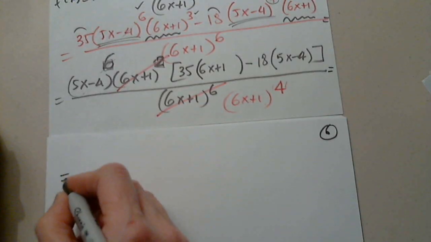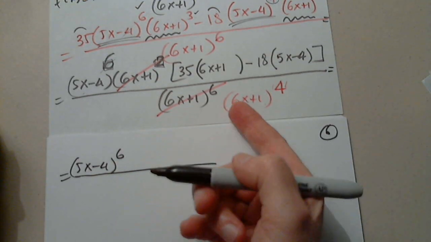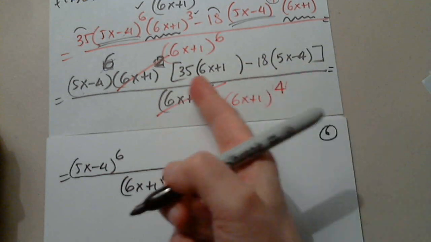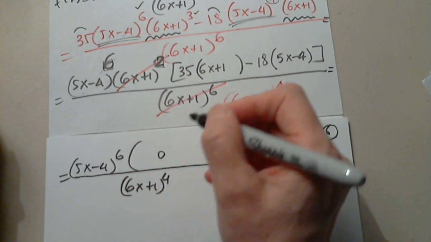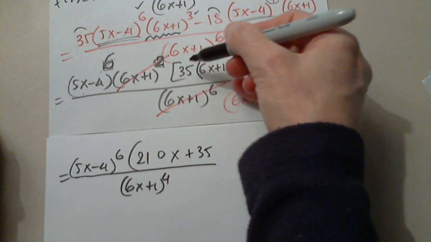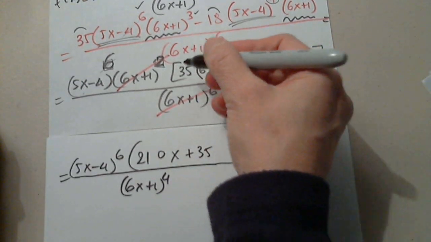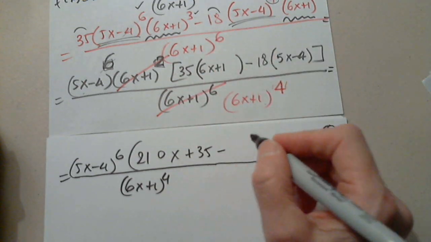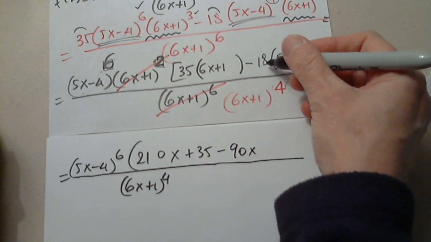I copy this factor, 5x minus 4 to the 6th. I copy this factor. And now I'm simplifying inside here. So this is 0 and 3, 210x plus 35. 35 times 6, always correct my numbers because I may miss something. So 35 times 6x, I got this. 35 times 1, I got this. Negative 18 times 5, I got 0 and 90x. Am I correct?